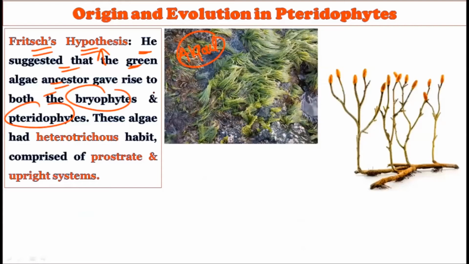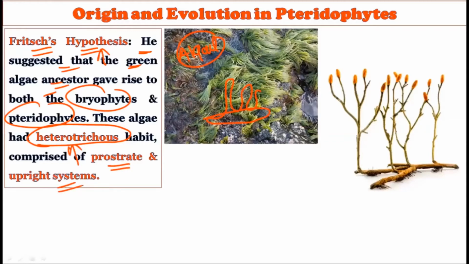Okay, now see the green algae, he elaborated this. See, the green algae is heterotrichous in habit. Now what is meant by heterotrichous? Heterotrichous literally means showing the prostrate habit as well as the erect habit. Okay, so if there is a presence of the prostrate as well as the upright system, then we say that it is a heterotrichous habit.